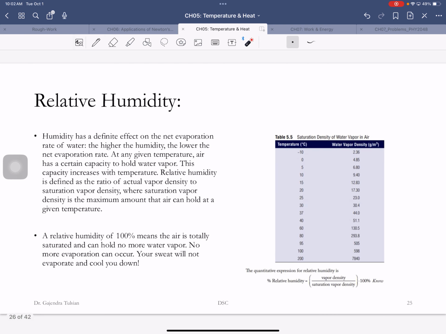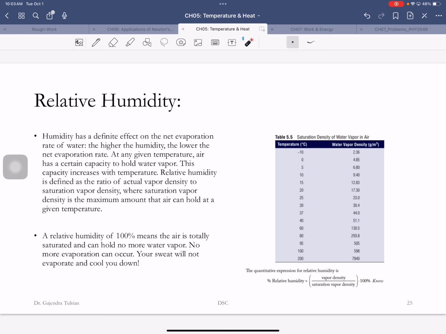Now we'll talk about relative humidity. When you say 50% humidity, or 60% humidity, what does that mean? What this table tells you is that at any given temperature, the atmosphere can hold a maximum amount of water. For instance, at 20 degrees Celsius, which is the temperature in this room, the maximum water that the air can hold is 17.3 grams per meter cube.